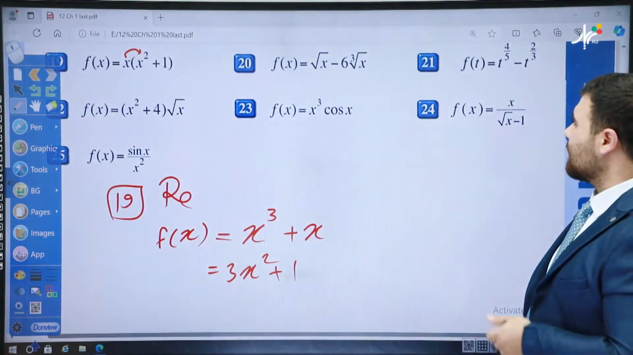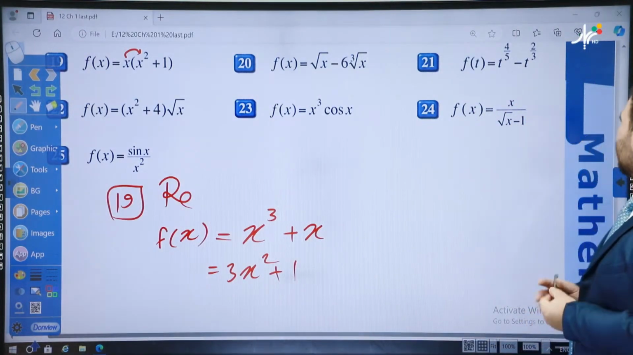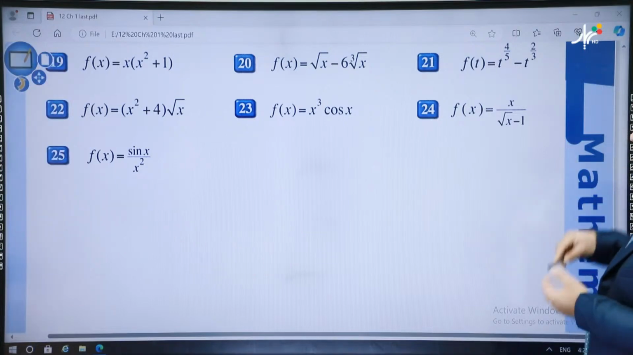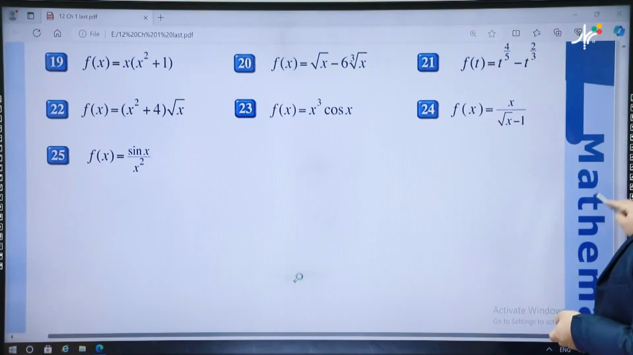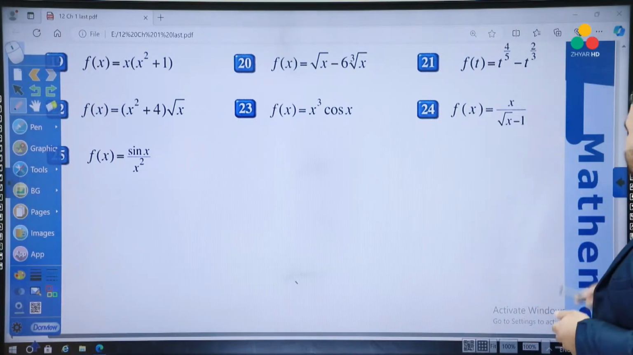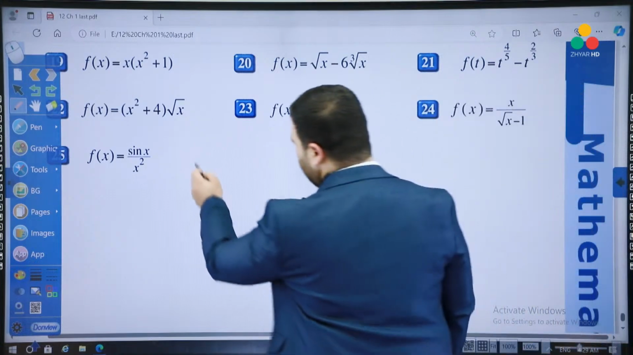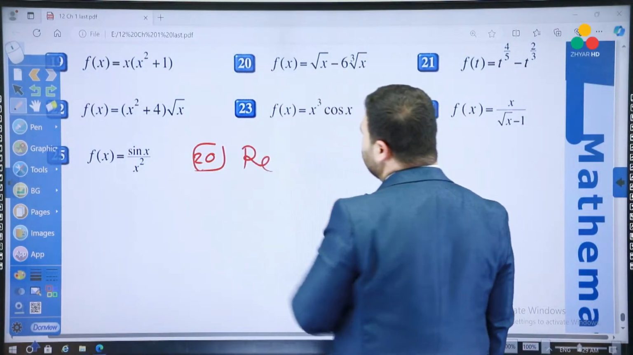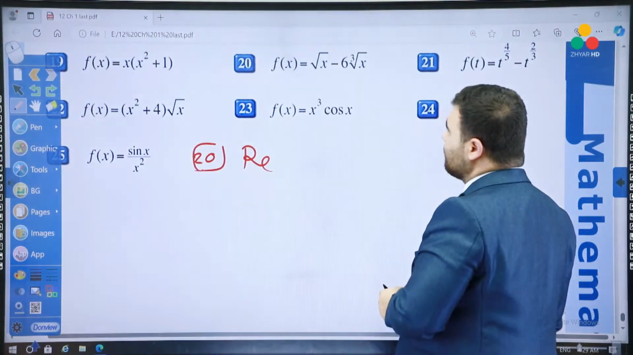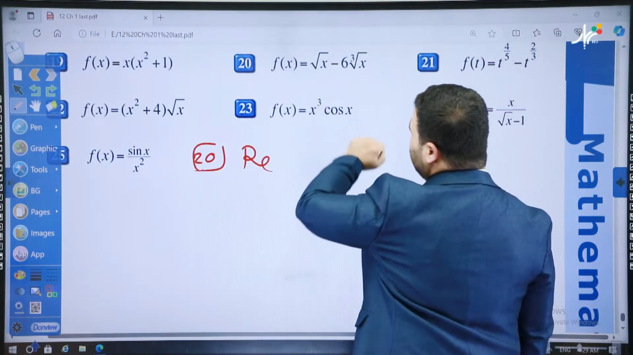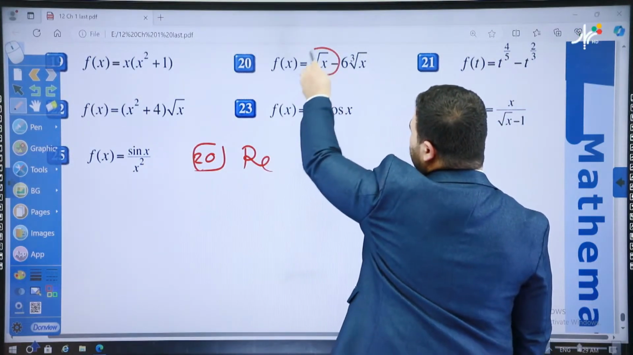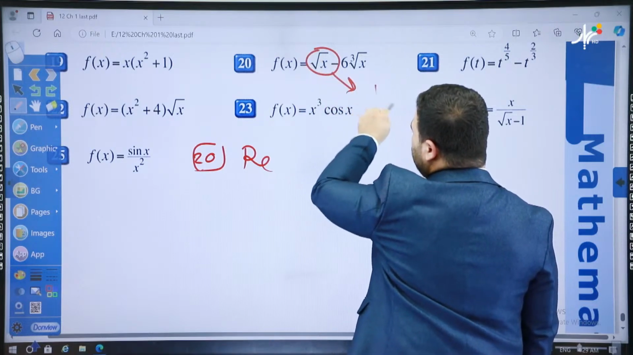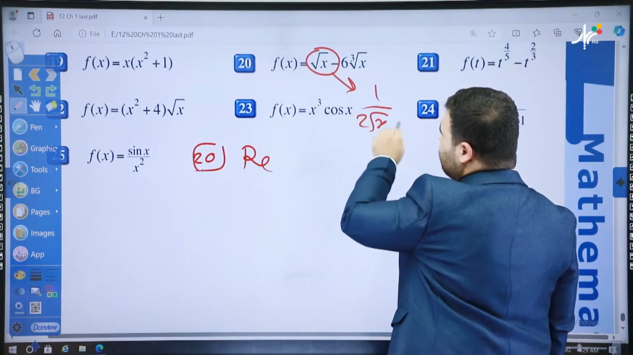Question 20, there are roots. Roots will be easy if we write them as powers because derivative of powers are the easiest. Question 20. This is rewriting. And instead of square root x, we can directly do the derivative of this. We don't need to rewrite this. The derivative of it is directly 1 over 2 root x.